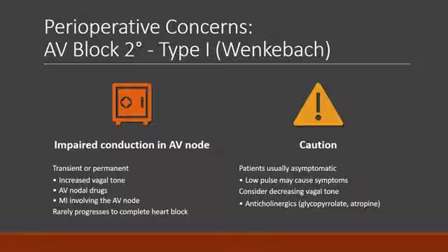If it's at all worrisome, then we can consider decreasing the vagal tone by administering things like atropine and glycopyrrolate, a lot of our anticholinergics, to block that vagal tone, and then this should improve.